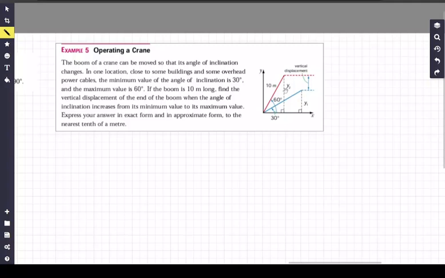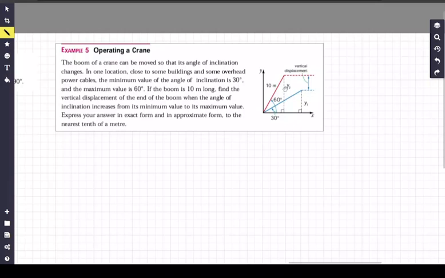If the boom is 10 meters long, find the vertical displacement of the end of the boom when the angle of inclination increases from its minimum value to its highest value. So basically, we're only looking for the vertical displacement. We're not looking for the horizontal and the vertical part. So let's go ahead and do that.